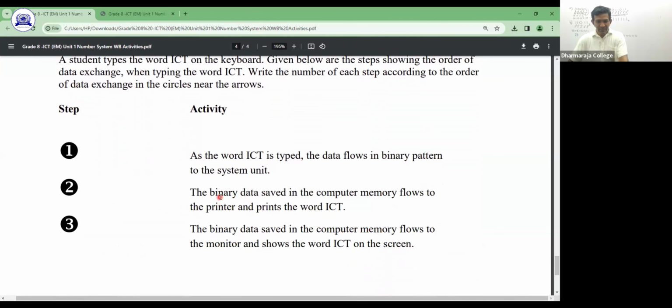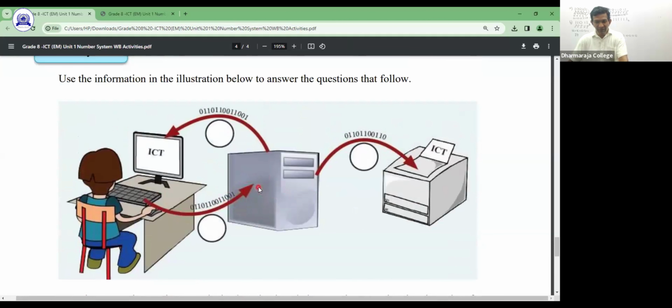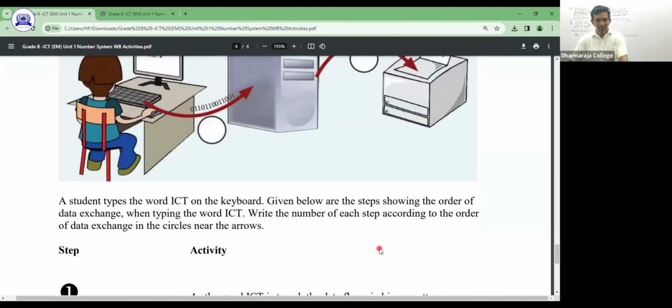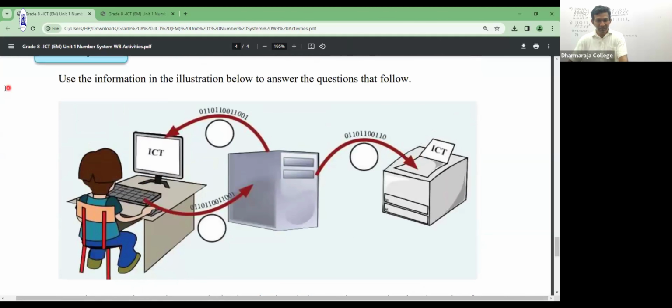Then it says the binary data saved in the computer memory flows to the printer and prints the word ICT. So that is converted to the word ICT and it goes to a printer, and this is number 2. Finally, the binary data saved in the computer memory flows to the monitor and shows the word ICT. So here, what is the answer? This will be number 1, this is number 2, and this is number 3. Okay. So likewise, you can complete the activities.